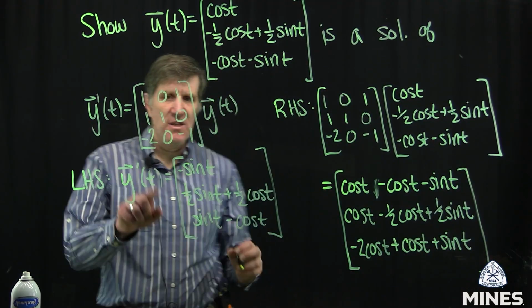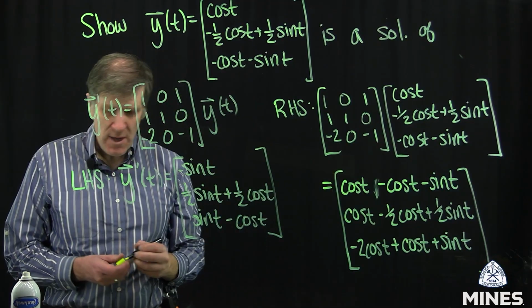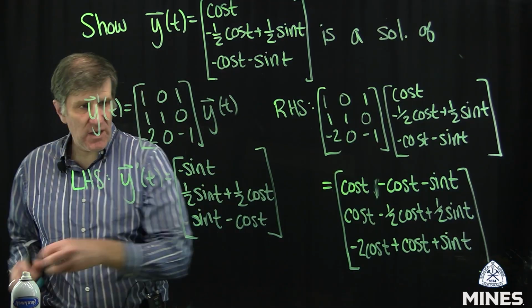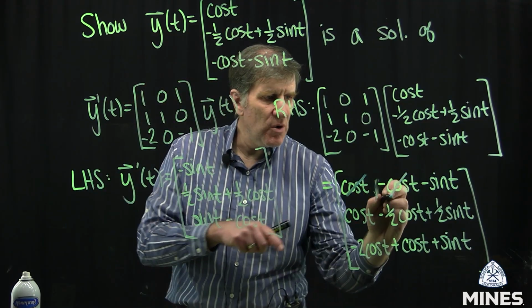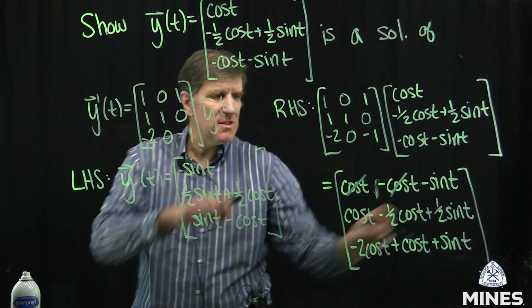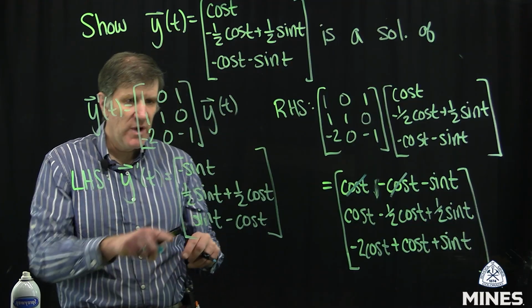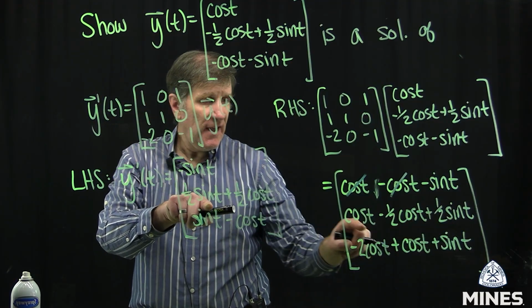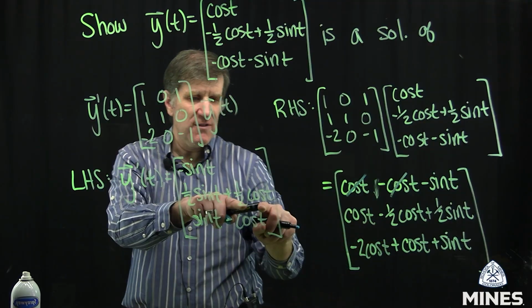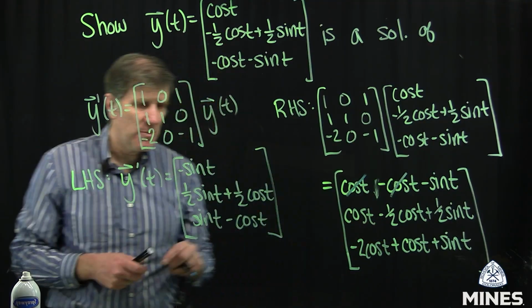And the question is, did the left-hand side and the right-hand side match up? So if we take a look here, cosine minus cosine goes away. We have a negative sine of t is a negative sine of t. Here we have a plus 1/2 sine t with this plus 1/2 sine t. And then a cosine minus half a cosine gives us a half cosine t. So that matches up as well.